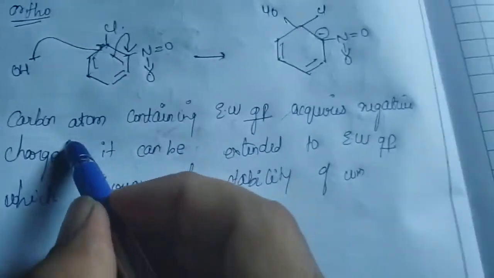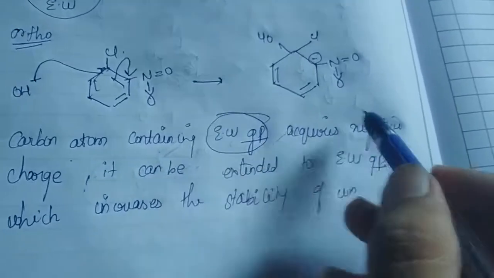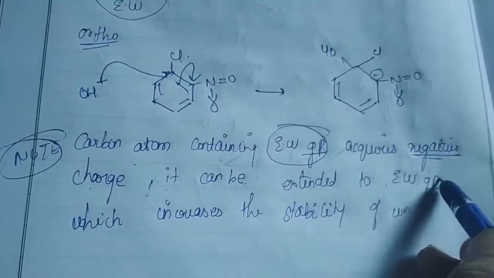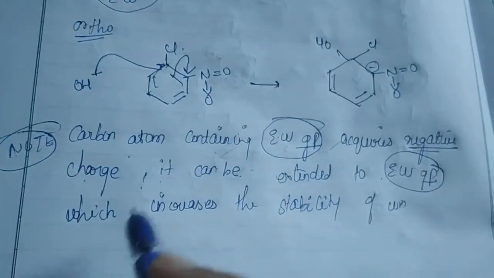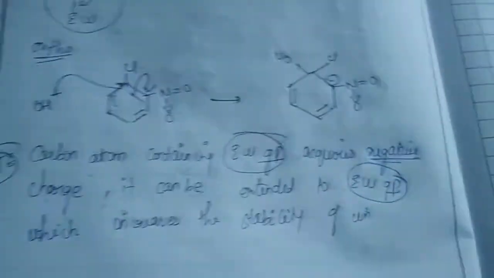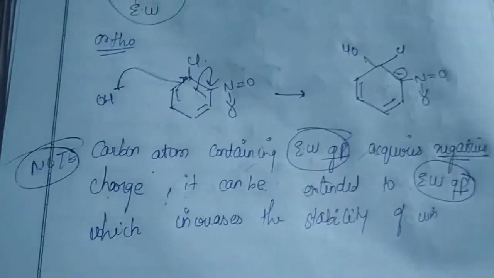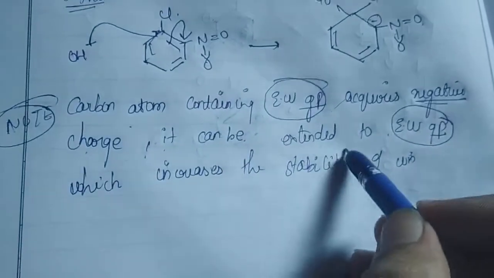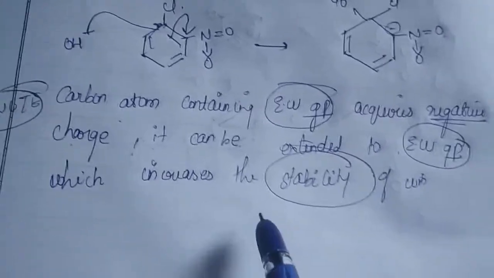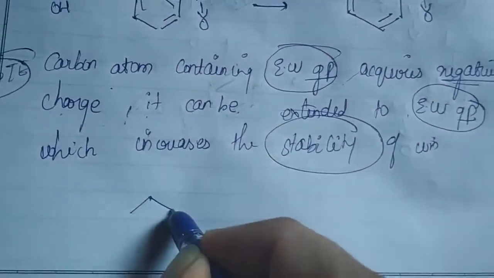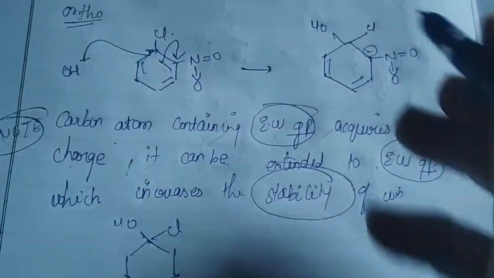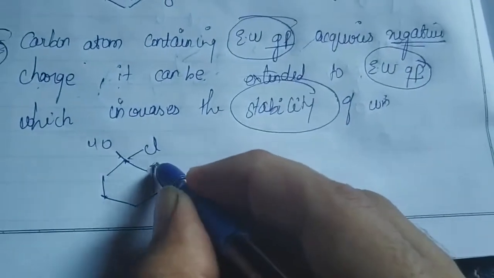So whenever a carbon atom containing an electron withdrawing group has a negative charge, remember, it can be extended to the electron withdrawing group. When it does so, the negative charge is given to that group, and that increases the stability of your ion. Let us see how. If I write the structure once again, I write OH, Cl, as I have written here. Here I have a negative sign.